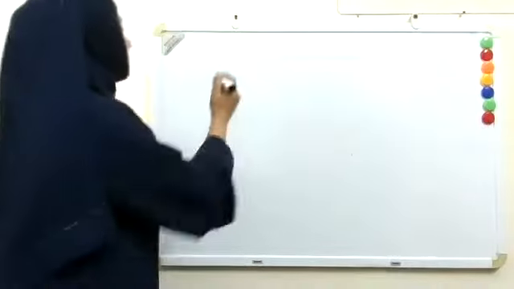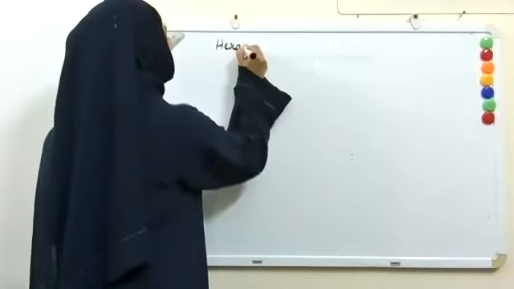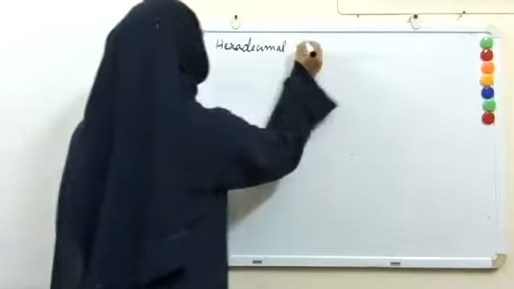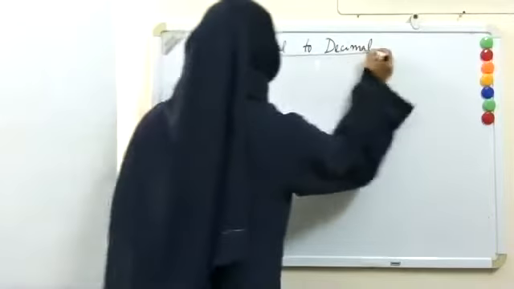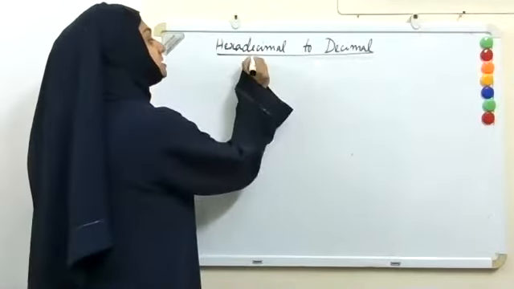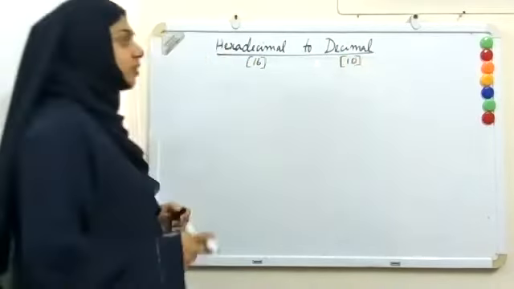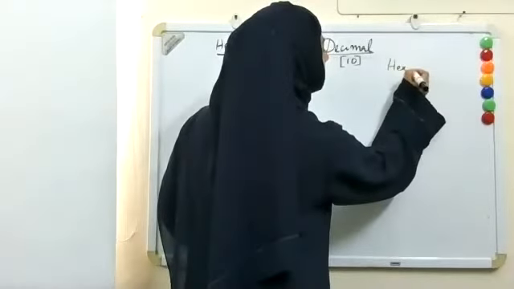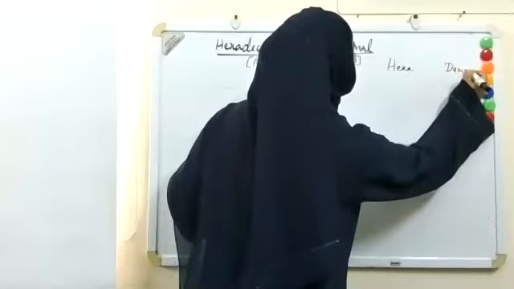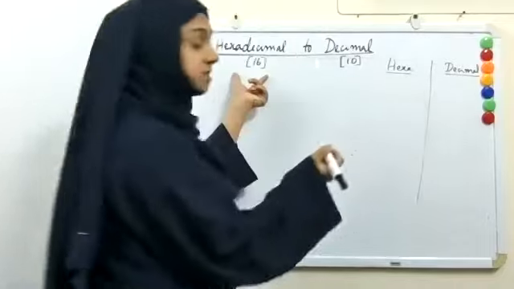So let me start with hexadecimal to decimal. We know that in hexadecimal the base is 16, while in the decimal number system the base is 10. Let us see what digits come under hexadecimal. For hexadecimal and decimal, I write the decimal counterpart also here. In hexadecimal, there are 16 digits, right?